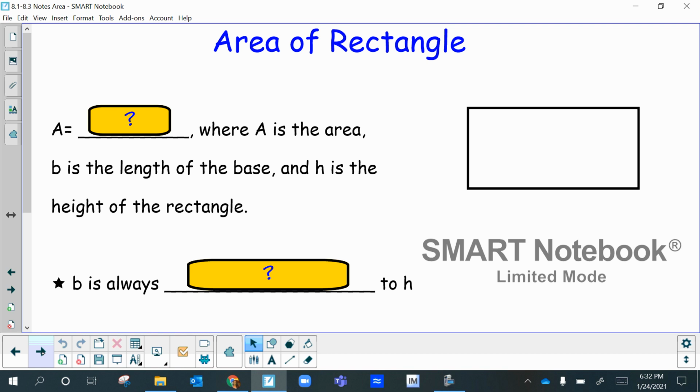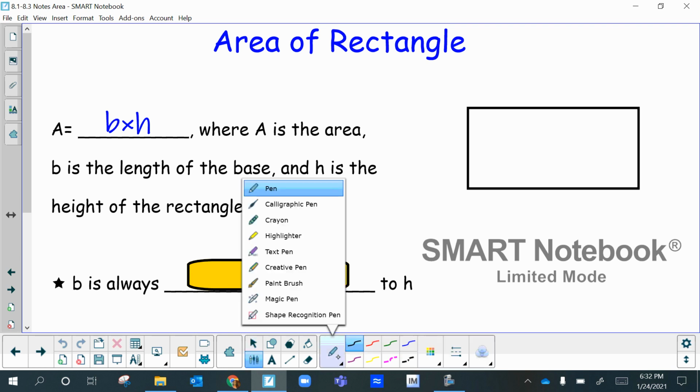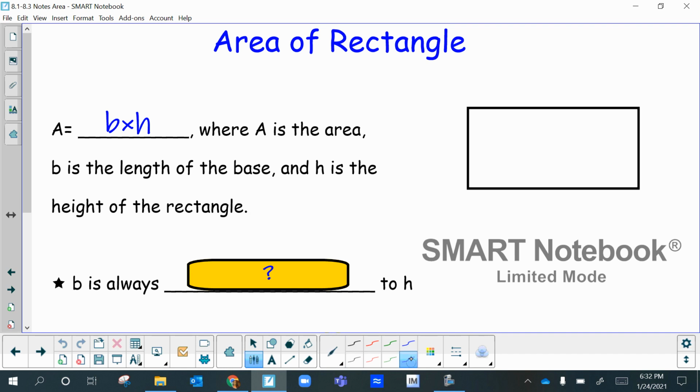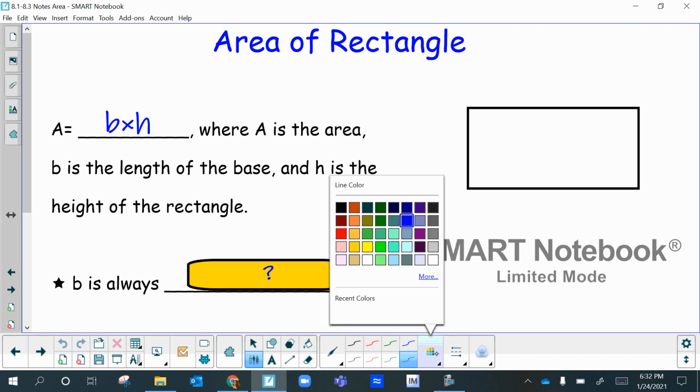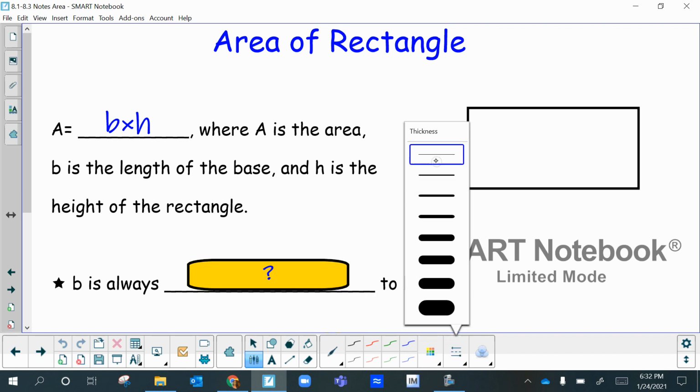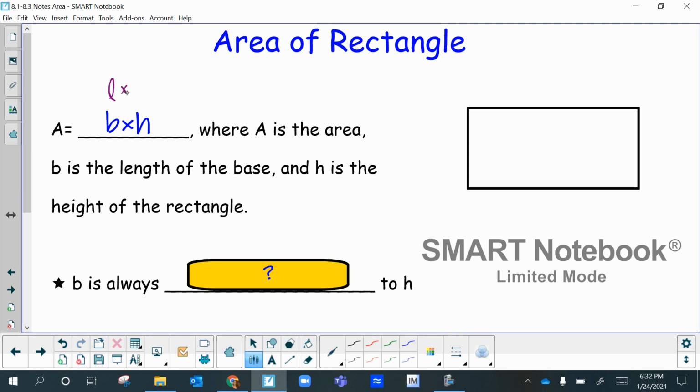Again, you probably remember this from middle school. It's a pretty easy formula, base times height. Capital A is always going to represent area. Little b is the length of the base, and h is the height. Sometimes I know we call this length times width, so you can do length times width, which represents the same thing. If you want to write length times width, that'll work as well.